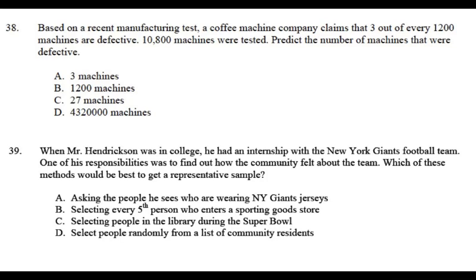Based on a recent manufacturing test, a coffee machine company claims that 3 out of every 1,200 machines are defective. So 3 out of 1,200. 10,800 machines were tested. Predict the number of machines that were defective. So I can take that ratio and multiply it by 10,800. So 3 out of the 1,200 times 10,800 is 27. So your answer for that is C.